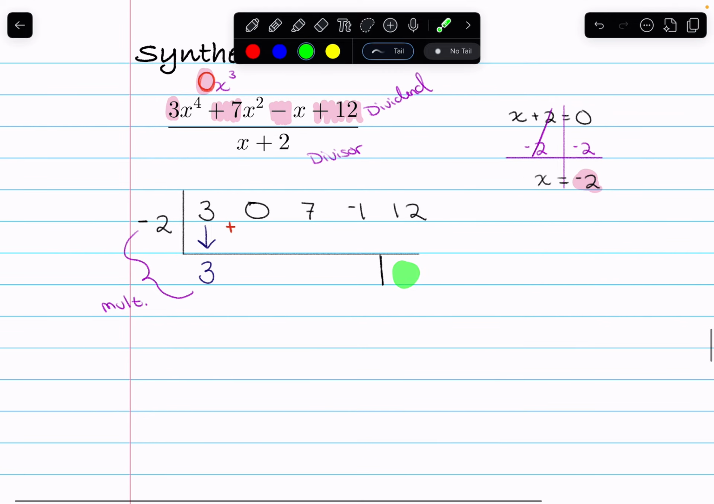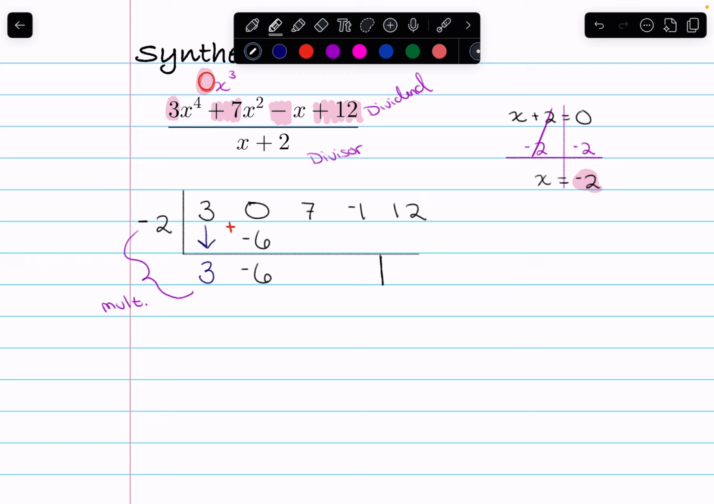Okay? So again, we're going to start the pattern. We're going to start here, and we're going to multiply, write the number, add, write the number, and then start the pattern over again. So it'll look like this. 3 times a negative 2 is negative 6. Okay, so you see I multiplied the bottom number times my divisor and placed it in the next spot. Okay, now we're going to add. 0 plus a negative 6 is negative 6. Now I would just repeat this pattern.